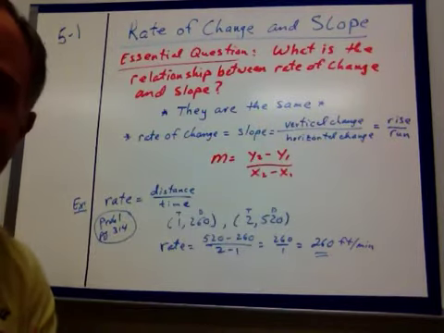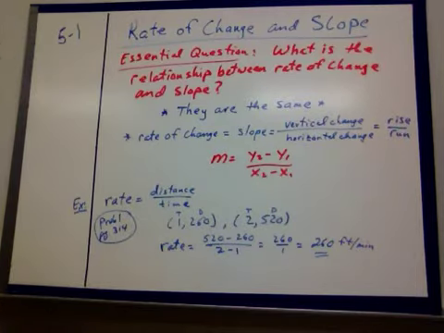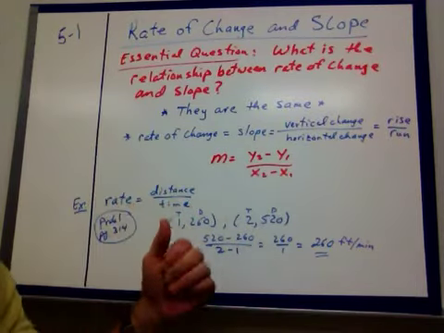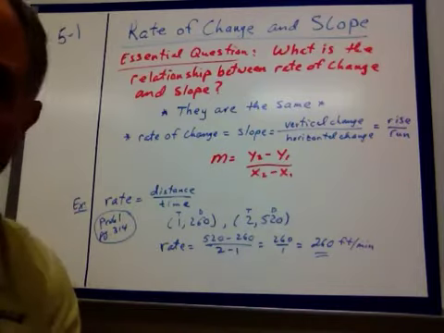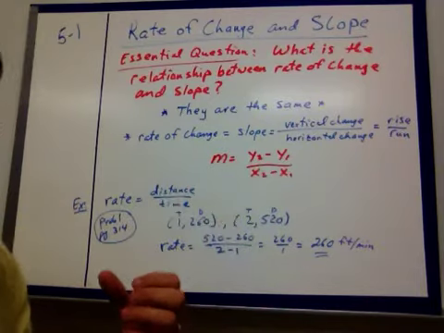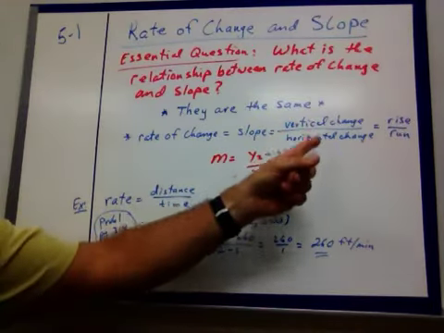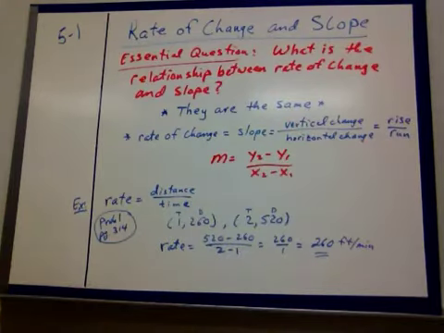When we talk about something like miles per gallon, feet per second, those are all slope. We've talked a little bit about slope before. It's a rise over run. It's a rate of change, the vertical change over the horizontal change. Slope and rate of change are the same thing.